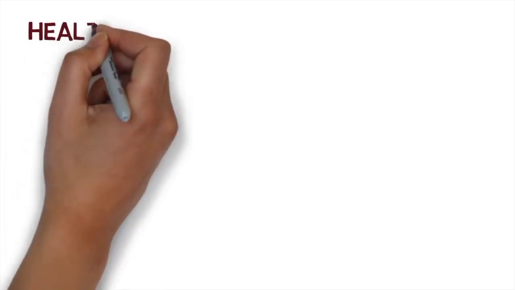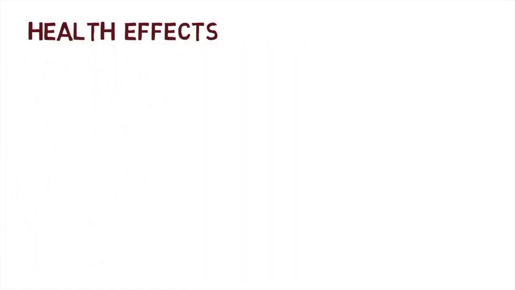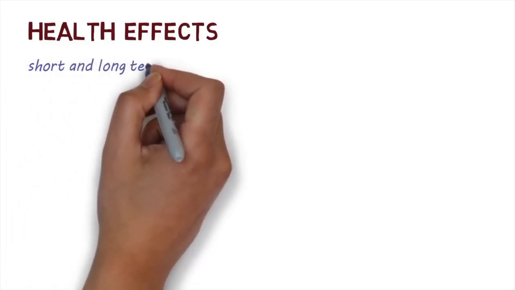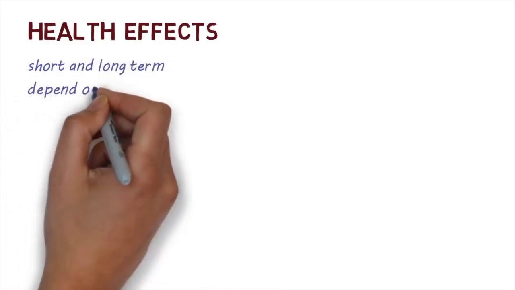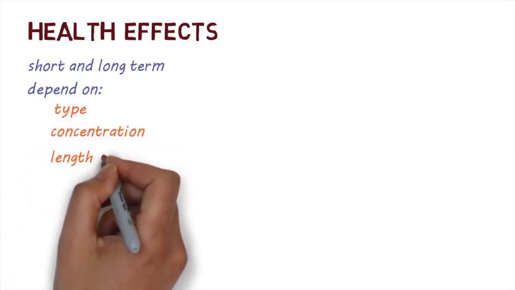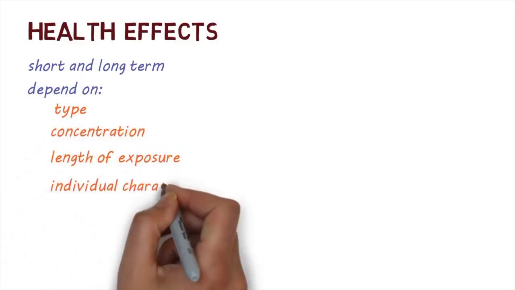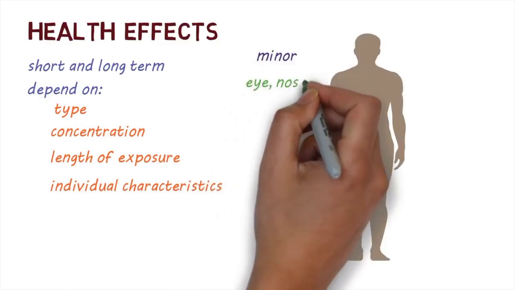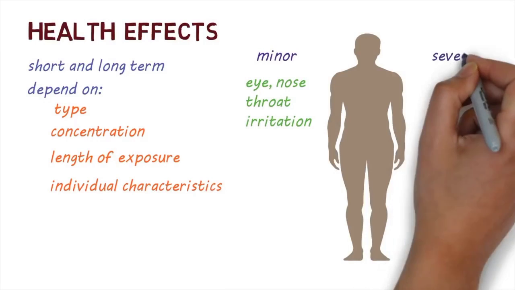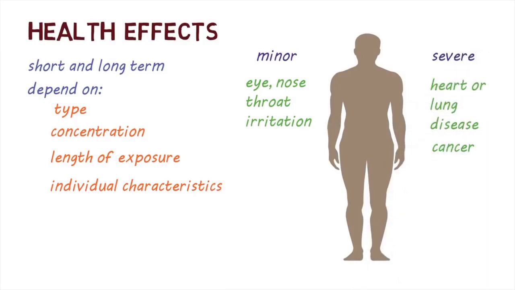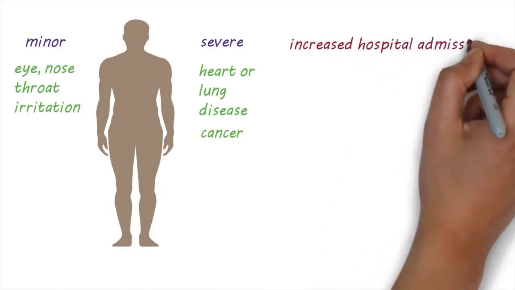So what are the health effects? Exposure to air pollution can result in a wide range of short and long-term health effects. The health effect will depend on factors like the type of pollutant, concentration, length of exposure, and individual characteristics of the person exposed to it. It can range from minor symptoms like irritation of the eyes, nose, and throat, to more severe conditions like heart and lung disease or cancer. It can also lead to increased hospital admissions and an increase in death rates.